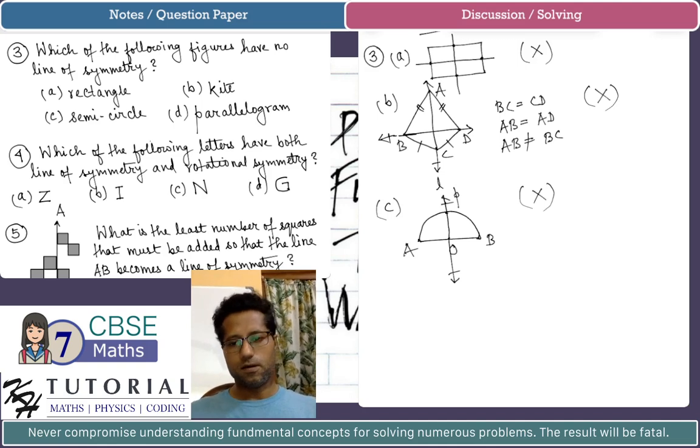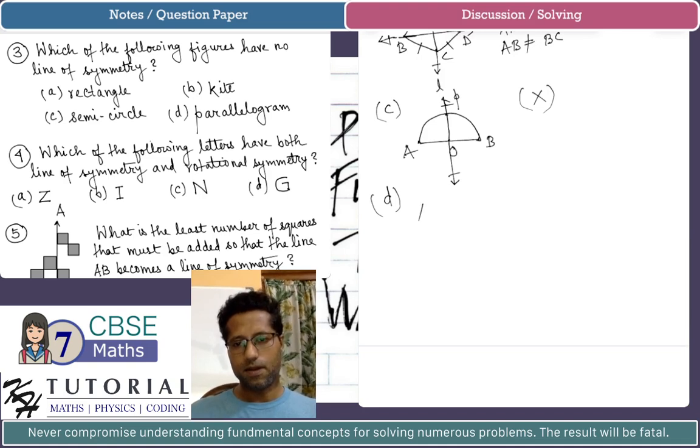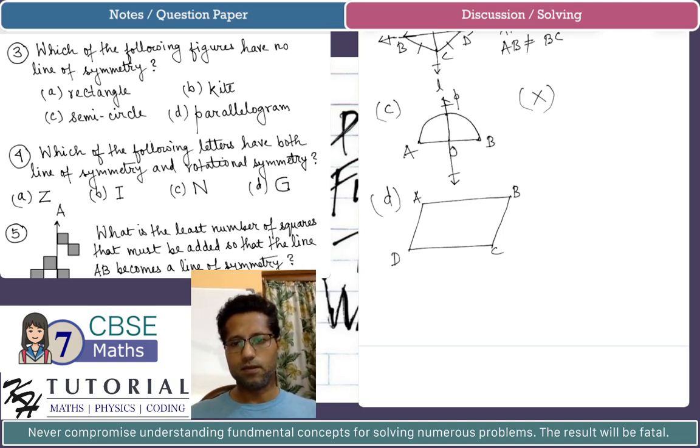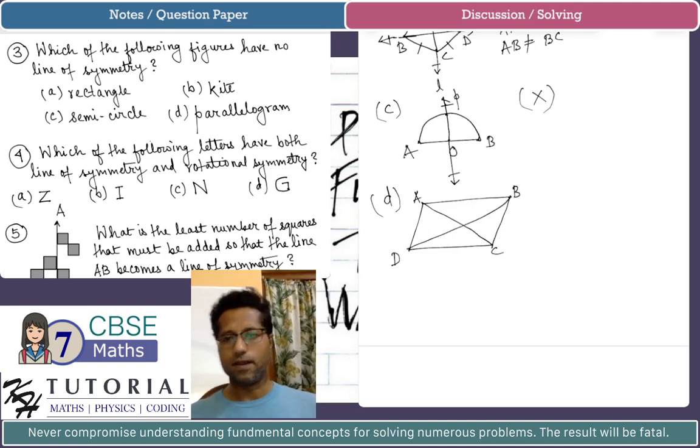So obviously the correct choice has to be the parallelogram, because any parallelogram looks like this, that is, opposite sides are parallel and also equal. If this is a parallelogram, there is no line of symmetry you can draw. The diagonals will not be a line of symmetry for parallelograms. Even though the diagonals divide the entire parallelogram into two congruent triangles, they don't look identical.